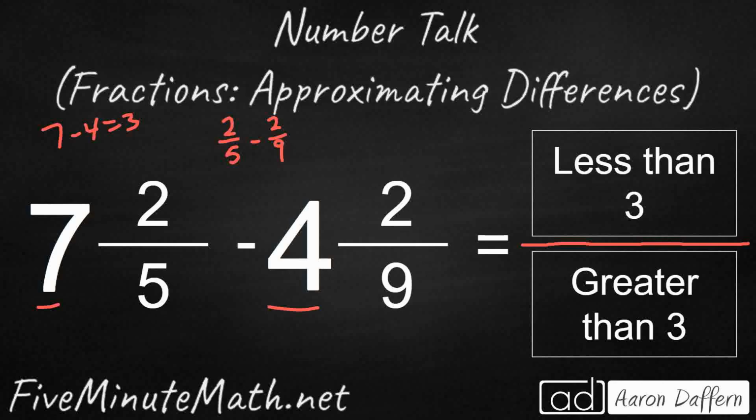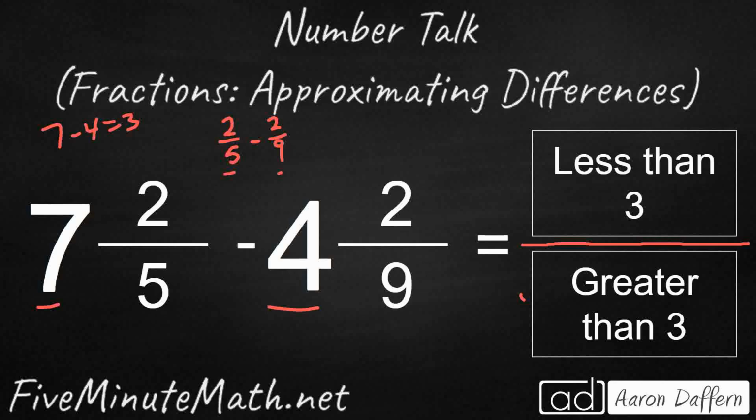If this 2/5 is greater than the 2/9, then we know that there's going to be a little bit left over. We're going to end up being greater than 3. But if the 2/5 is less than the 2/9, well, then it's actually going to be a little bit less than 3 because this second number is going to be larger than the first, and it's going to need to kind of regroup from that 7 to make it a 6 in order to get an actual answer. So let's see which one's bigger, and that will help us figure it out.